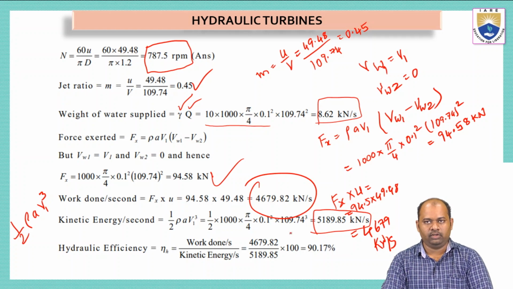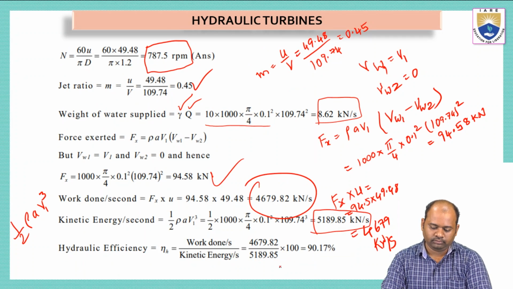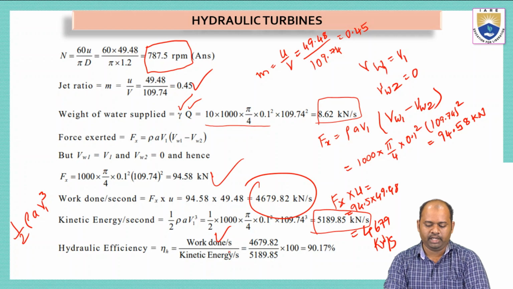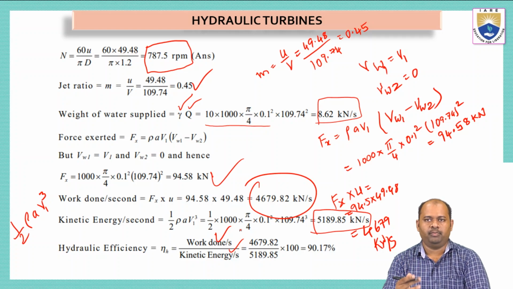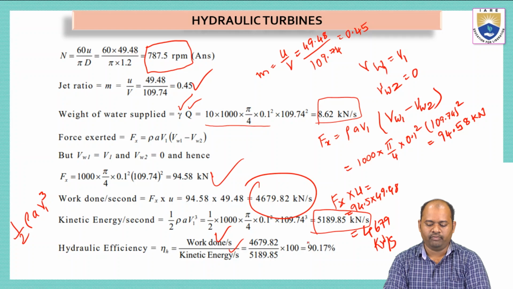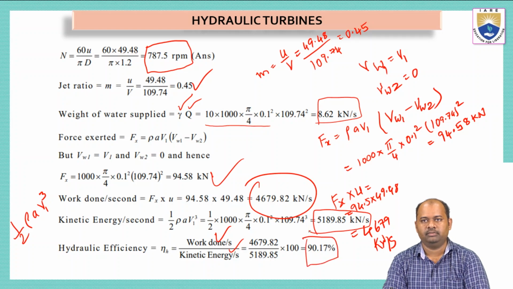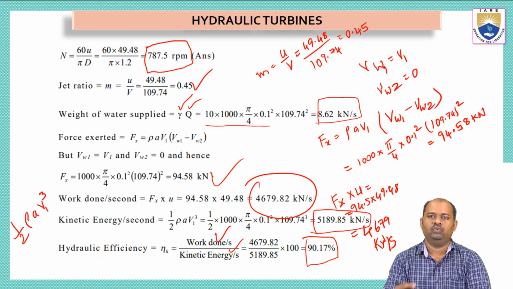And also we have to calculate hydraulic efficiency. So the value of hydraulic efficiency is nothing but work done per second divided by kinetic energy per second. That means work done by the turbine divided by power developed by the turbine. So this will give you a ratio of 90.17%. That means this Pelton wheel turbine is working at an efficiency of 90%. So 90% of the energy given by the water is being converted into electrical power or just power.